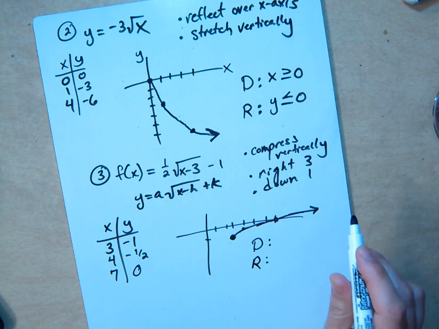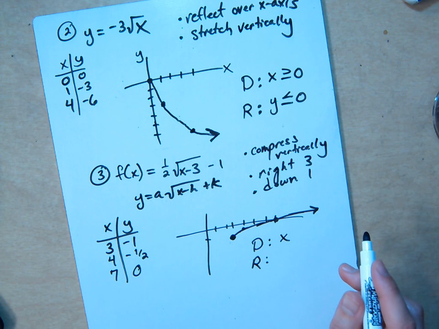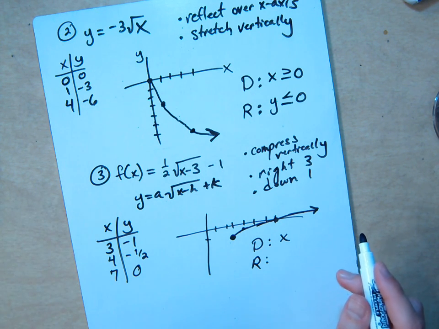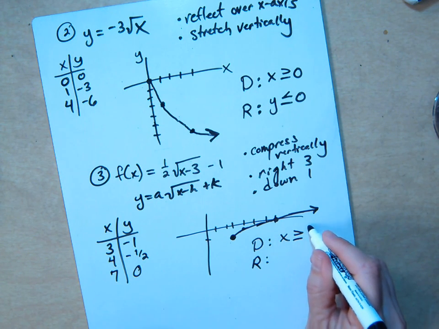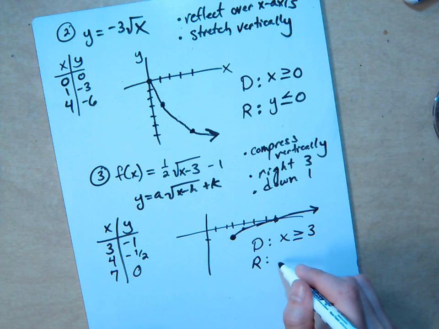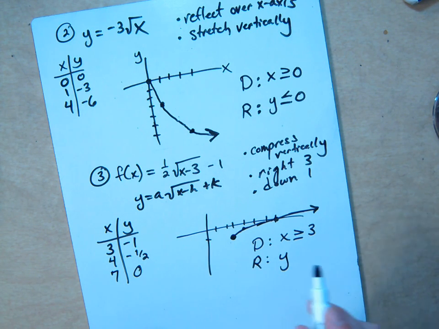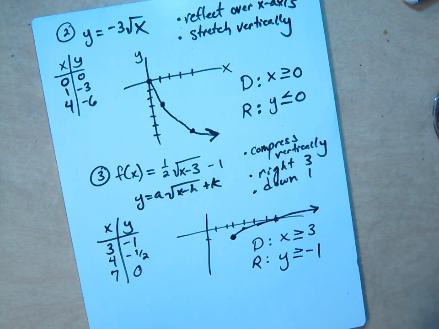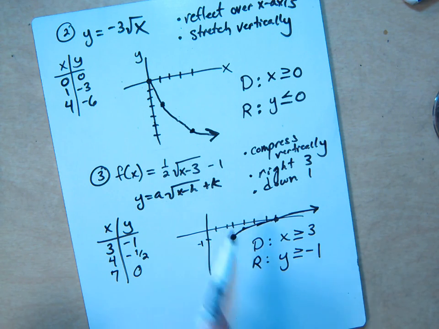For x, the domain, what is x? Where does it start, and then what does it go to? x goes from greater than or equal to 3. Nice. And the range for y is, what's the smallest value that y can have? Greater than or equal to negative 1. Yes, because it goes from negative 1 up from there. Excellent.